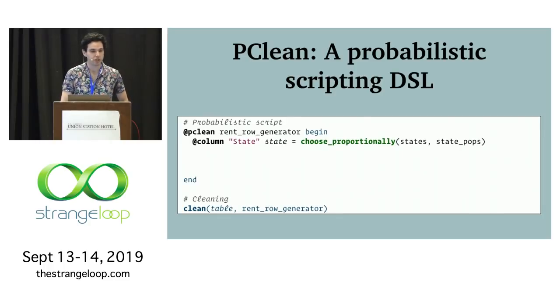In order to say that we're generating a value for a column, we use this @column keyword. We give the name of the column that we're currently generating. And if we want, we can give a variable name so that we can hold on to the value that we simulated. Here I'm going to call this choose proportionally function, where I pass in a list of all the states and a list of their populations, and it will choose a state proportionally to the population.